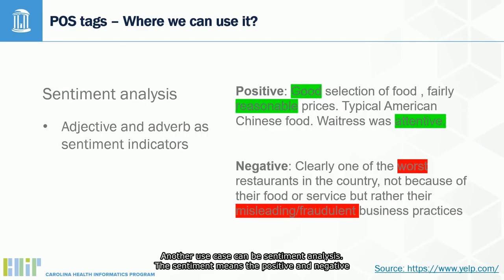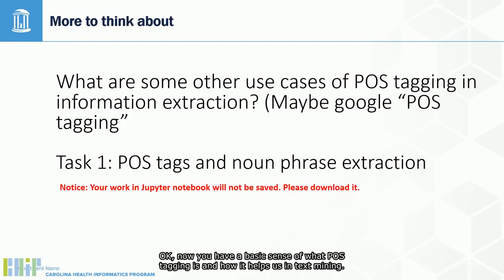Another use case can be sentiment analysis. Sentiment means the positive or negative emotion of a sentence. The emotion is largely determined by the adjectives and adverbs in a sentence. Look at two Yelp reviews on the right. One is positive with words like good, reasonable, and attentive, while the other is negative with words like worst and misleading or fraudulent.